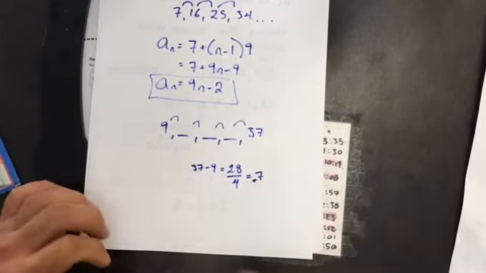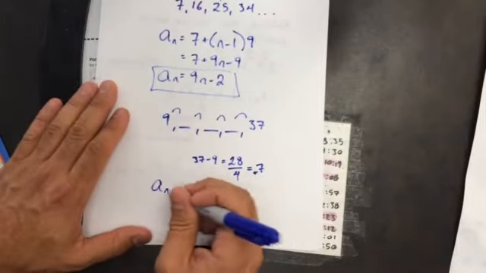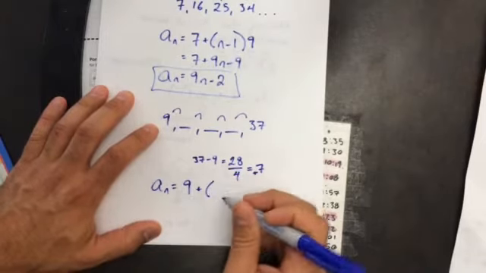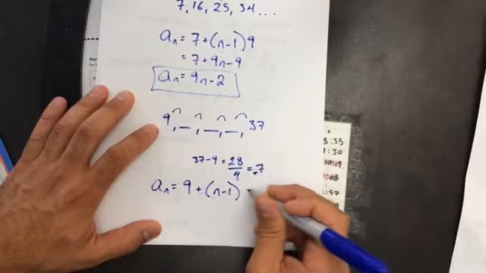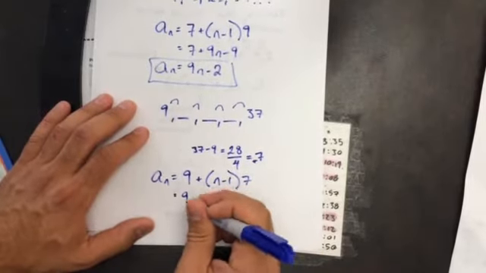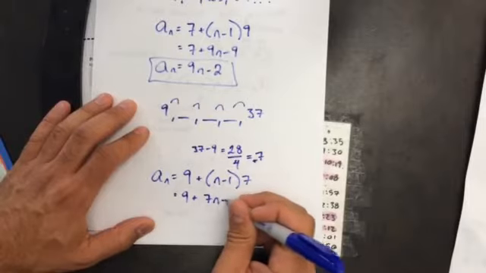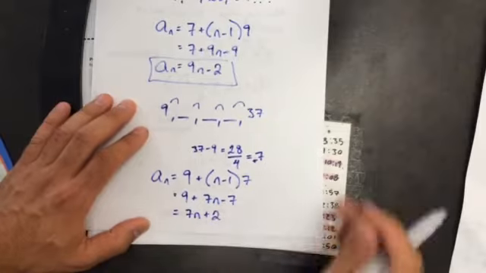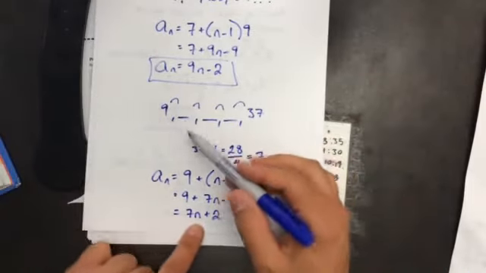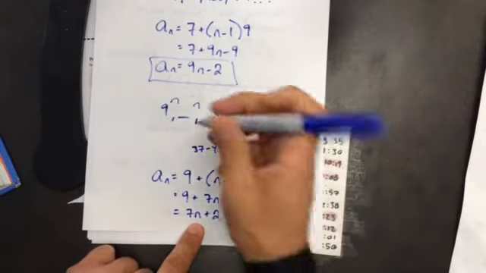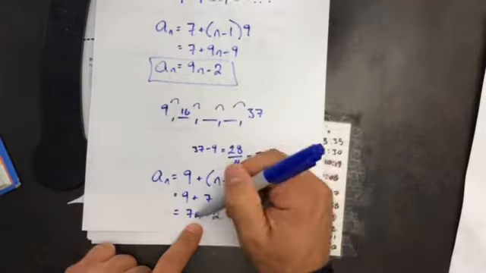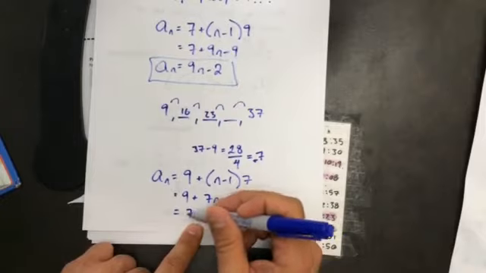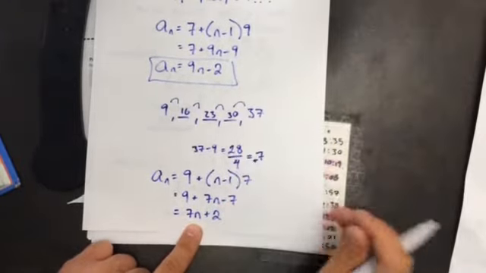Adding 7 every single time. Now I'm going to write the rule. So a sub n equals the first term, which is 9, plus n minus 1 times 7. Distribute this and combine like terms. Now I'm looking for those missing terms. So 2 is 14 plus 2 is 16. 3 is 21 plus 2 is 23. 4 is 28 plus 2 is 30. And there we go.